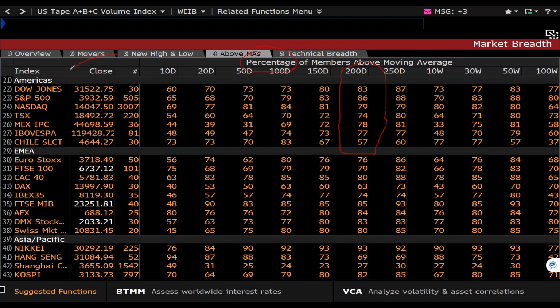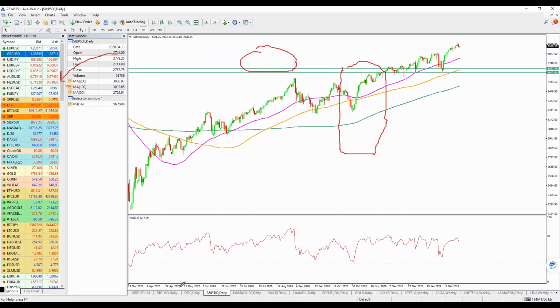Over here, we have our indices, which we are going to be looking at. Now we will look at the two indices: number one is the S&P, and secondly the Dow Jones. What we really wanted to measure over here is that we know the S&P is trading above its 200-day simple moving average and above its 50 and 100-day simple moving average.